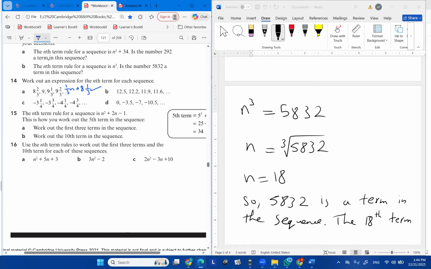Question B. I minus 0.3, then minus 0.3, then minus 0.3. Mister, it is negative 0.3 n. Done? No, term 0. Term 0, Mister, is going to be 12.8. Plus 12.8.